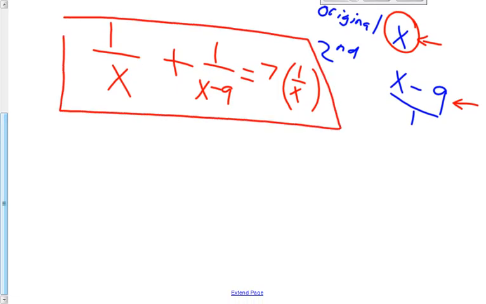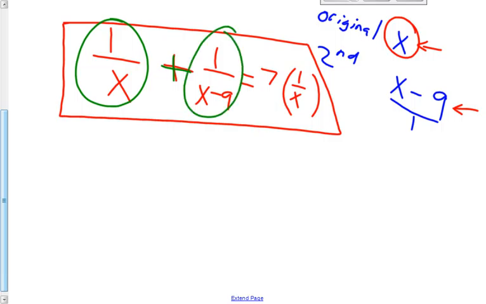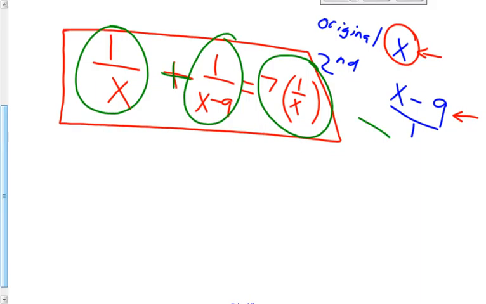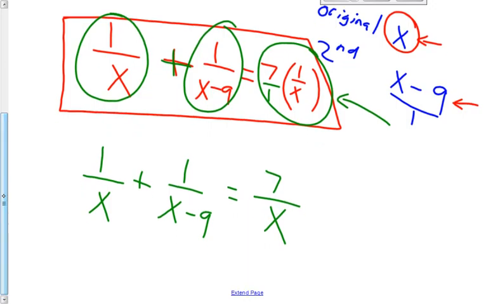Right here. So once again, I'll just talk about where I got all these numbers from. It's the sum of the reciprocal of a number and the reciprocal of 9 less than that number equals 7 times the reciprocal of the original number. That's where all three of those numbers came from. So I'm just going to multiply this one right here. So I still have 1 over x plus 1 over x minus 9. That equals, well, 7 times 1 is just 7, and 1 times x is x. So it equals 7 over x. So now this is the equation that I'm going to use to solve for x.